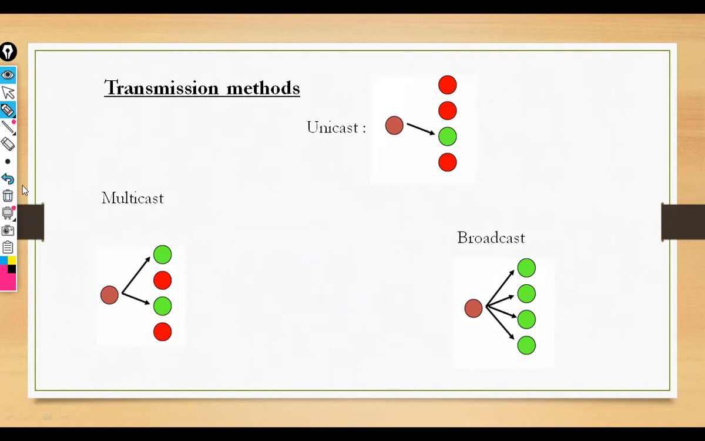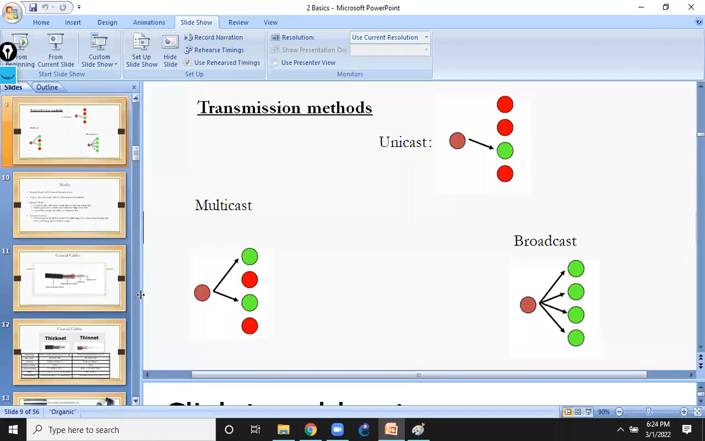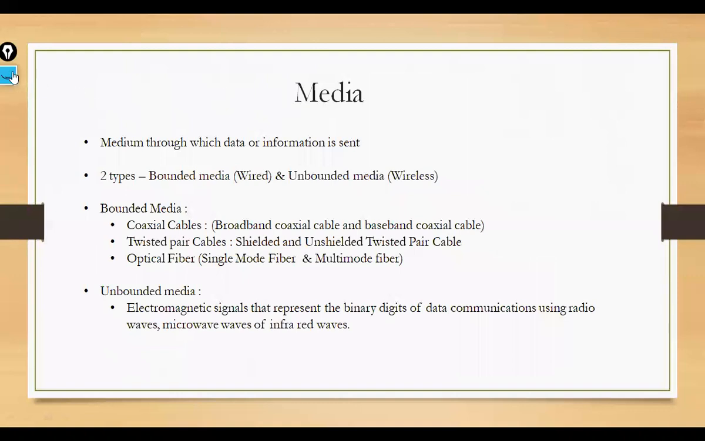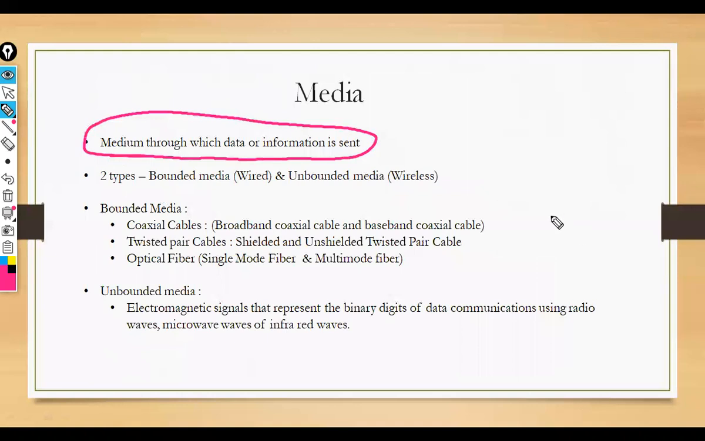Now, shall we go to media, the third requirement? Media is the medium through which the data or information is sent. You already know it, right? You have two types: wired and wireless, or bounded media and unbounded media. Now, bounded media, you have many examples here.